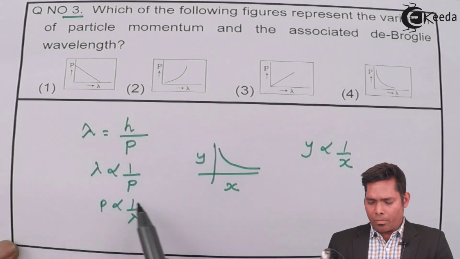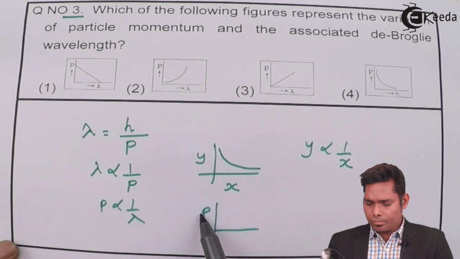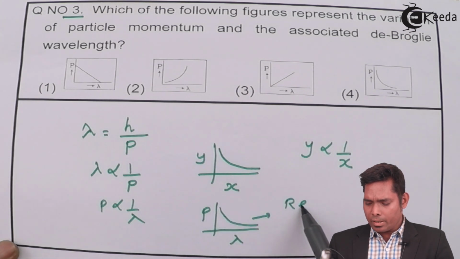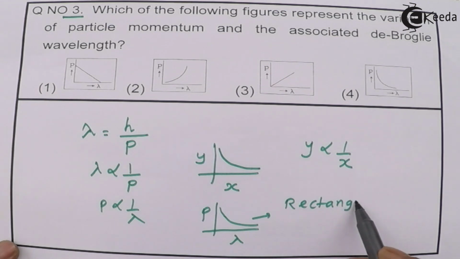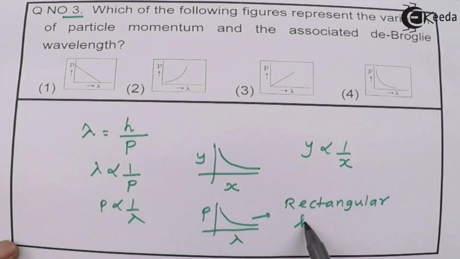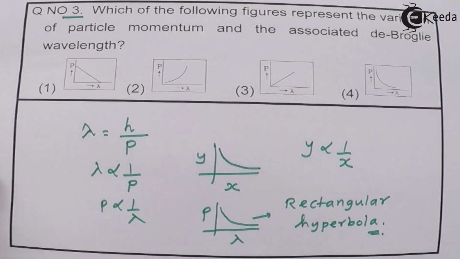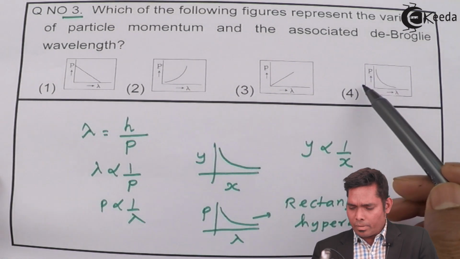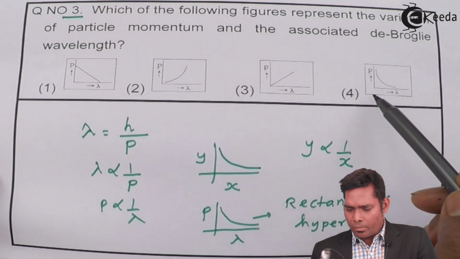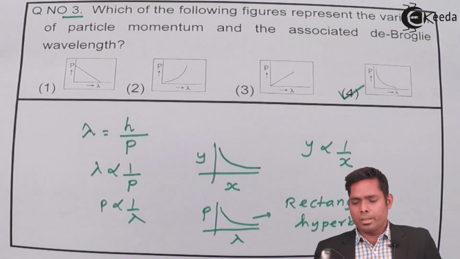So if I take p in the y-axis and lambda in the x-axis, then this graph also will be a rectangular hyperbola. This graph nature is, this is the very common graph we generally encounter in physics. So this is a rectangular hyperbola, and this one is the correct option. So option number 4 is correct.